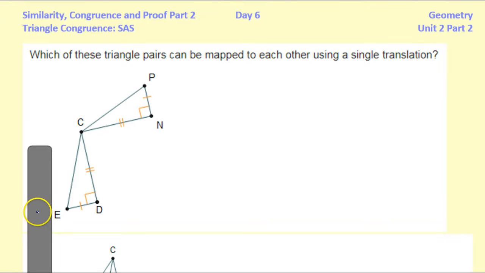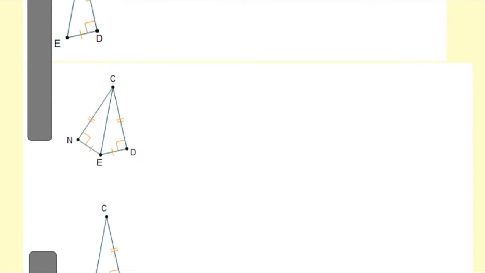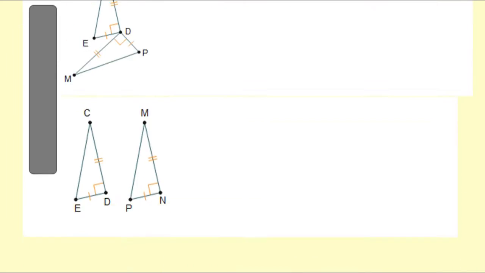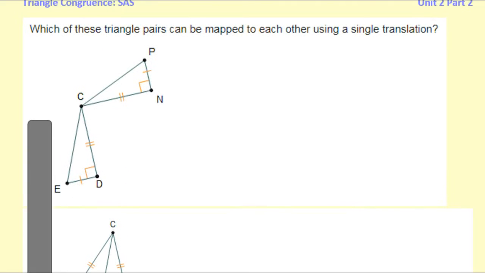This is a quick video on triangle congruence, specifically side angle side. For the first problem, we are given pairs of triangles. Alright, see all the triangle pairs? And we're being asked which of these triangle pairs can be mapped to each other using a single translation.